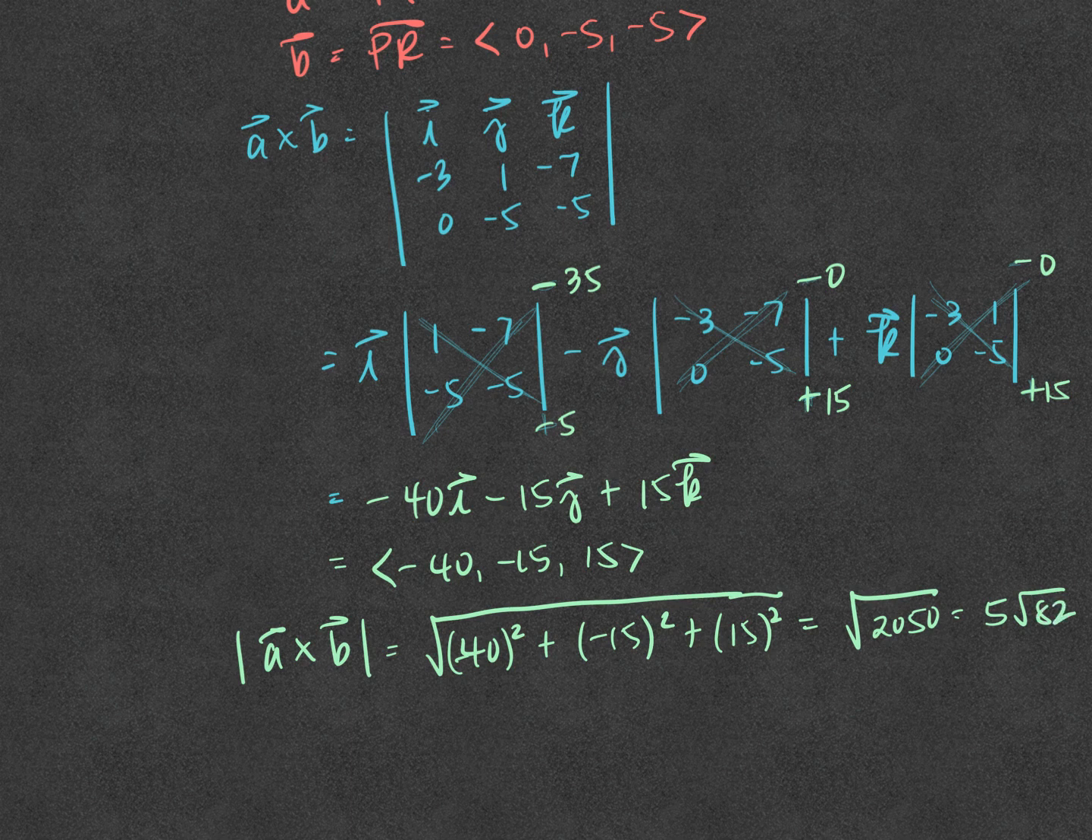So that's my area of my parallelogram, but I want the area of the triangle. So the area of the triangle is 1/2 times 5 times the square root of 82, which is 5 over 2 square root of 82. Now, WebAssign is probably asking for that exact answer, so be sure you answer in that method.